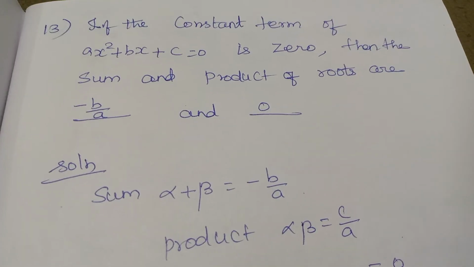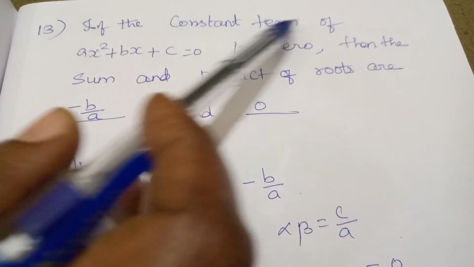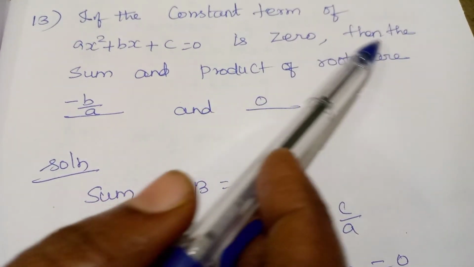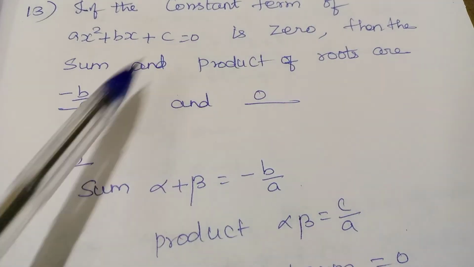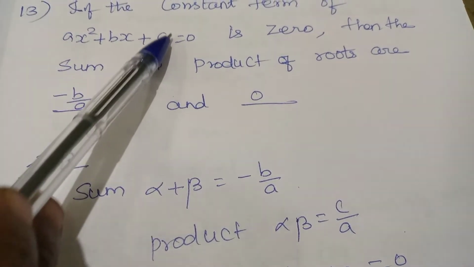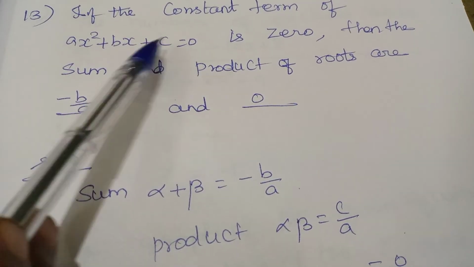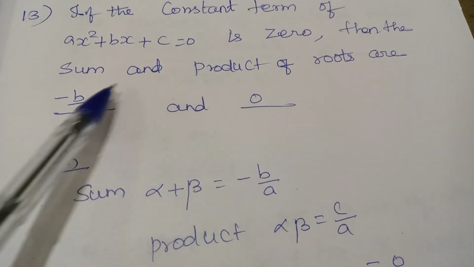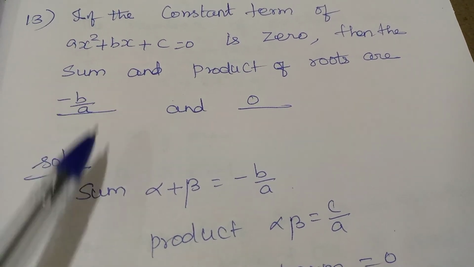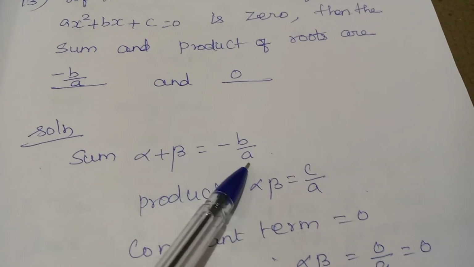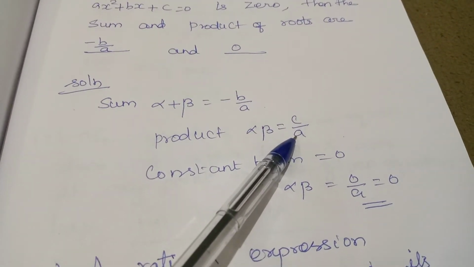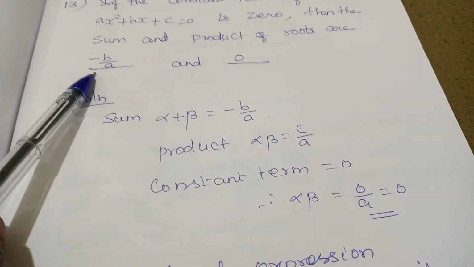Question number 13. If the constant term of ax square plus bx plus c equal to 0 is 0, then the sum and product of the zeros are dash and dash. What is the constant term of this equation? This one. See, this is the constant term. If this term is 0, what are the roots? We know the sum of the roots formula, alpha plus beta. What is the alpha plus beta formula? Minus b by a. Product of the roots is c by a. So for the sum of the roots, we can write the first answer: minus b by a.